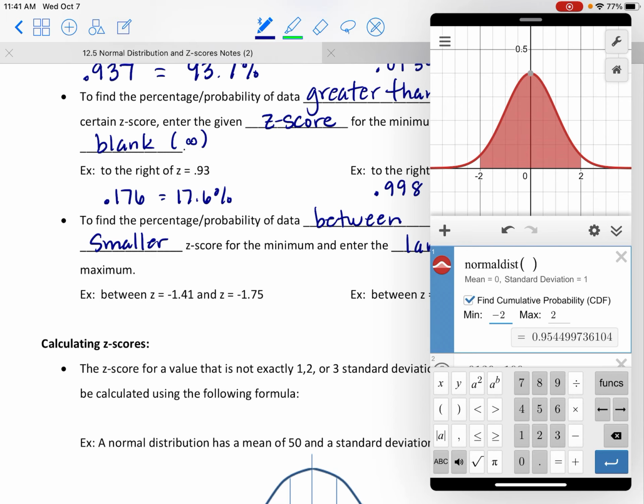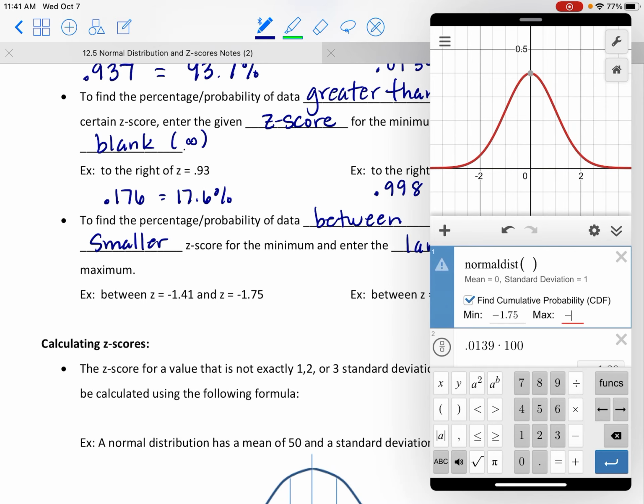So if they're not exact, then we're going to enter these in Desmos. So let's go here. Between negative, it's going to be a small amount. This is a small area here. Between negative 1.41 and negative 1.75. And negative 1.75 is smaller, so I'm going to put that there.